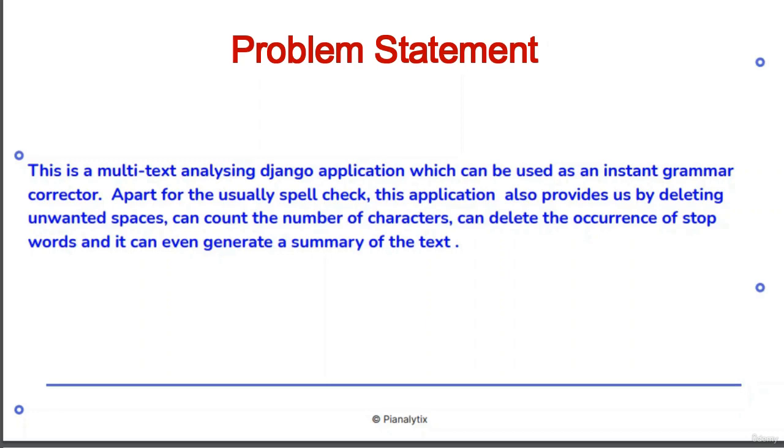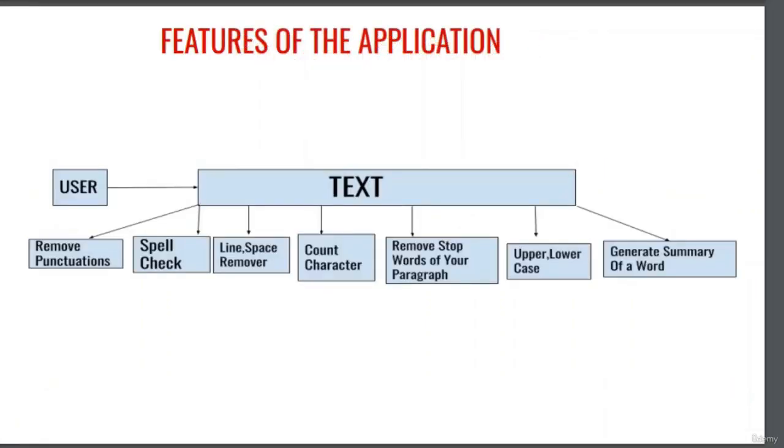So as we have made the application, we need to add more features, right? This is the reason we have packed the project with all the available features in Python. These are the available features of this application: remove punctuation, spell check, line and space, count characters, remove stop words, paragraph, generate summary. So these are the available features of this.